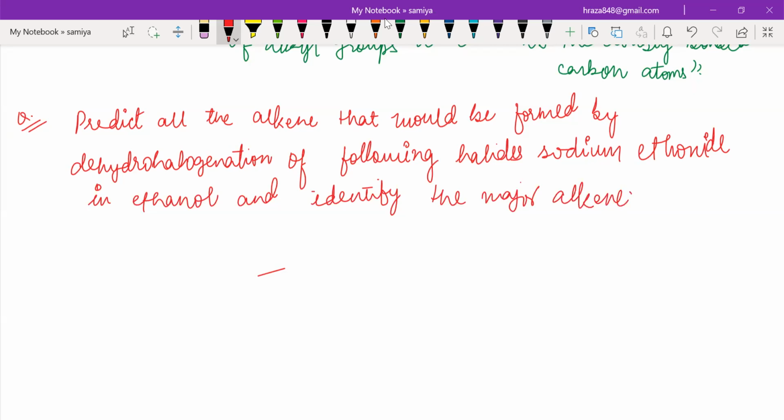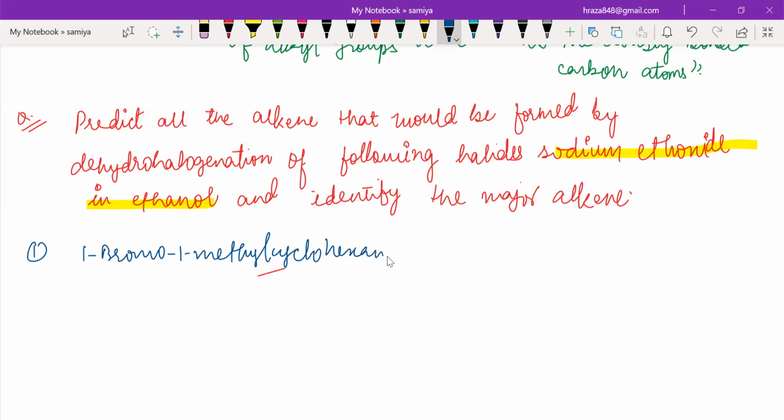First of all, this should not bother you. Sodium ethoxide in ethanol is just the hint that it is an elimination reaction. So the first part I'm going to give you only 1-bromo-1-methylcyclohexane. You are going to do the reaction. This is our reactant.